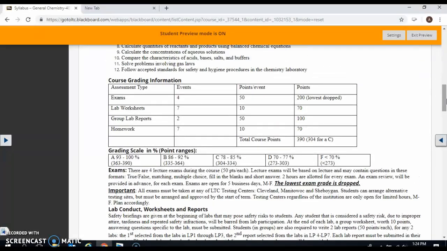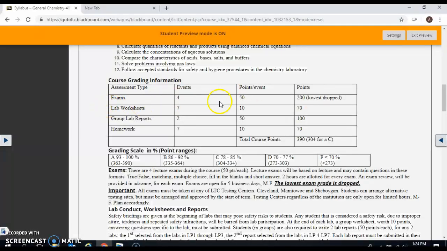There are 4 types of assessments in this course. You have 4 exams, 50 points per exam. So that's 200, but just as an FYI to help you, the lowest exam grade is dropped. Having said that, please don't miss any exams, okay? Do not miss any exams, all right?